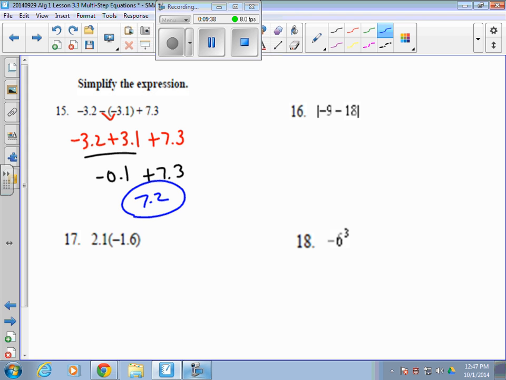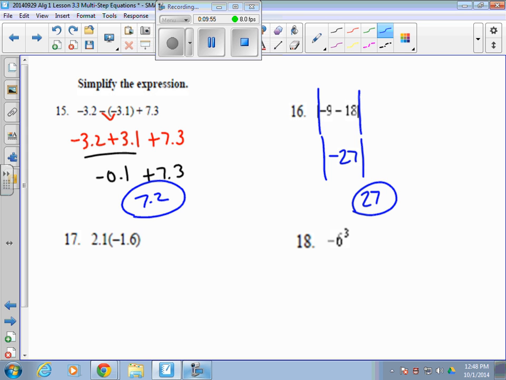This means absolute value. That means the distance that those are from 0. Negative 9 minus 18 is going to be negative 27. The absolute value means how far away is that from 0. It's going to come back to be positive 27.